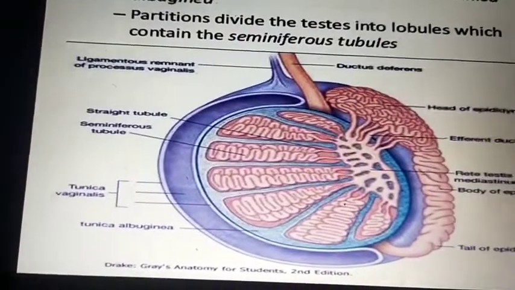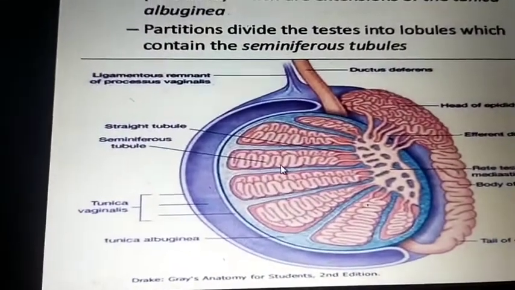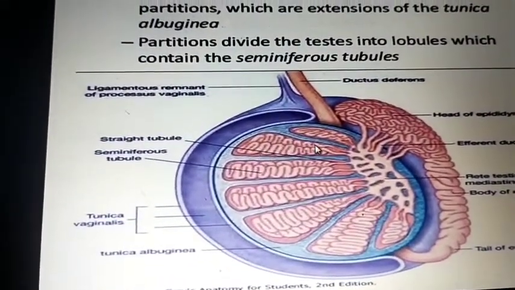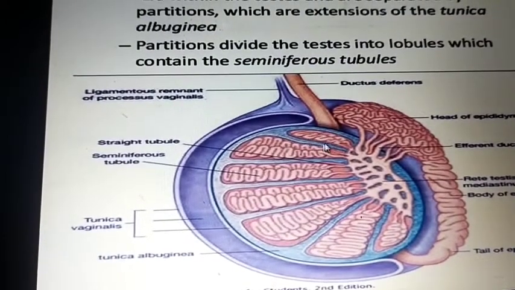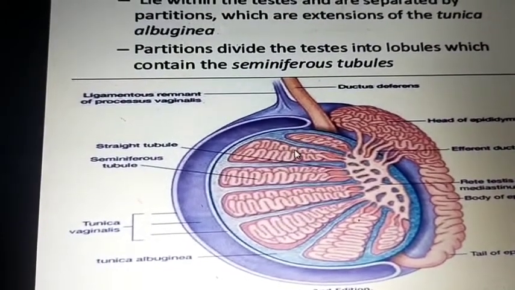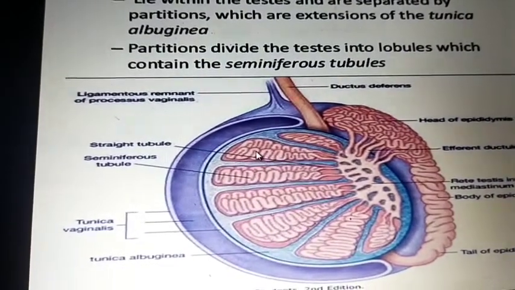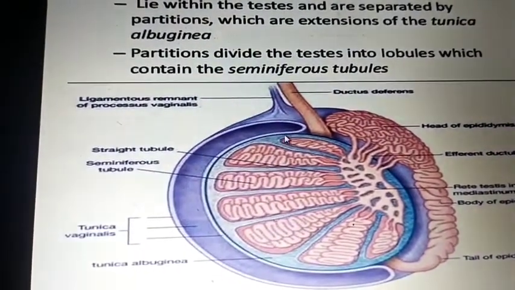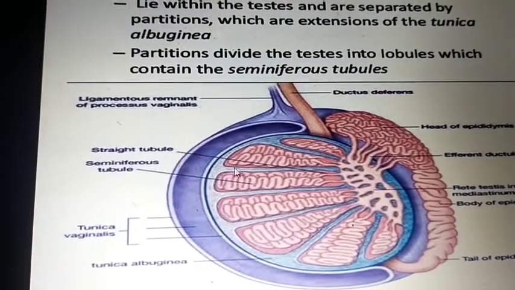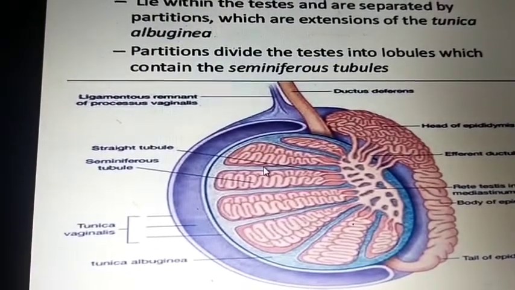These are the lobules. This is a lobule. The whole one thing is a seminiferous lobule, and these lobules contain the seminiferous tubules, and the tubules are separated by the partitions from the tunica albuginea.